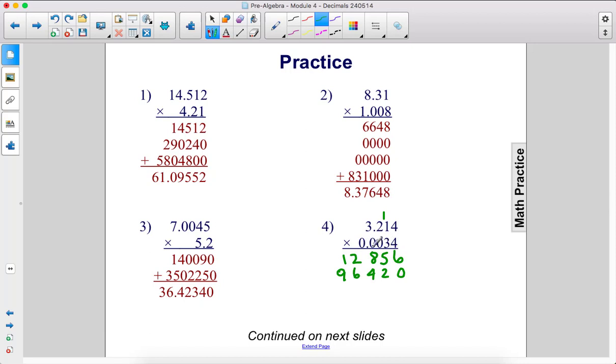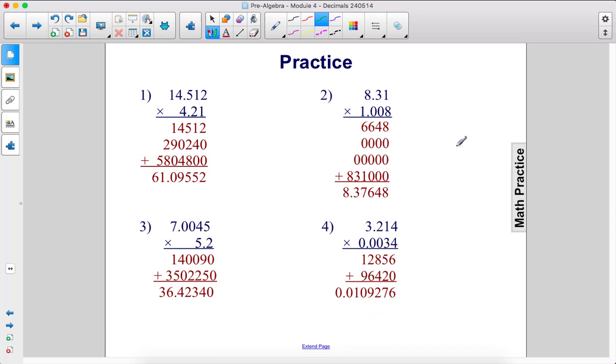And then we just have a bunch of zeros that are going to end up here, so I'm just going to skip that. I'm going to add these numbers together. 6, 7, 12, 3, 9, and 10. We have 1, 2, 3, 4, 5, 6, 7 decimal places. So we did need one of those leading zeros there. The answer is 0.0109276. And there you have it, all of the answers.